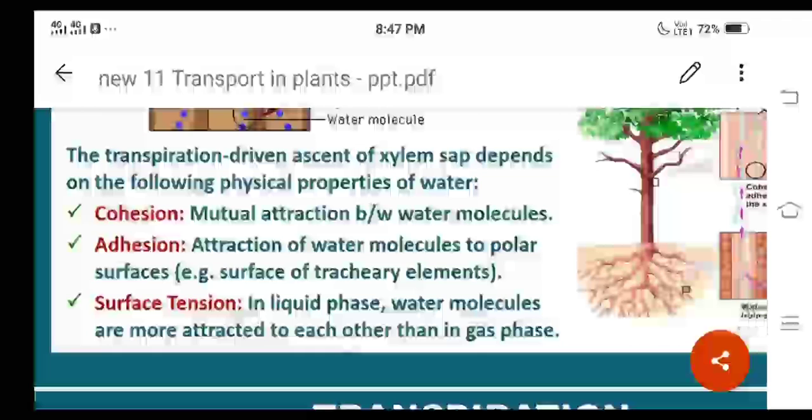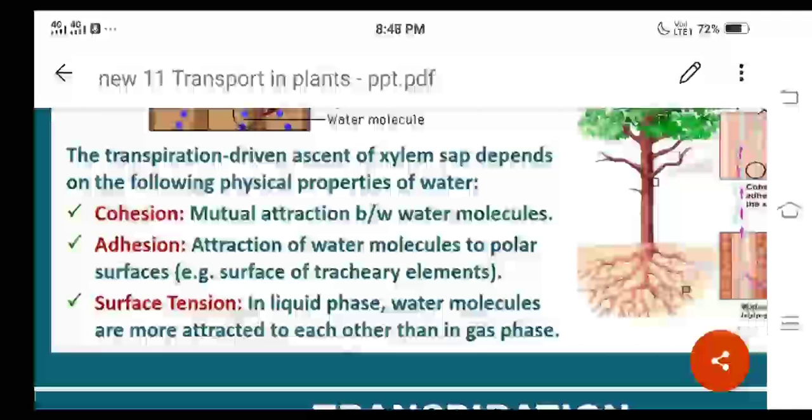Cohesion means what here? Cohesion is nothing but the mutual attraction between water molecules. And I told you the water molecules will be present in the xylem only. Mutual attraction between water molecules.